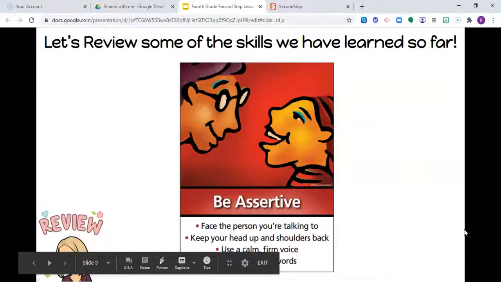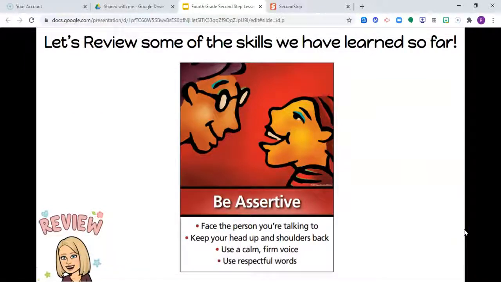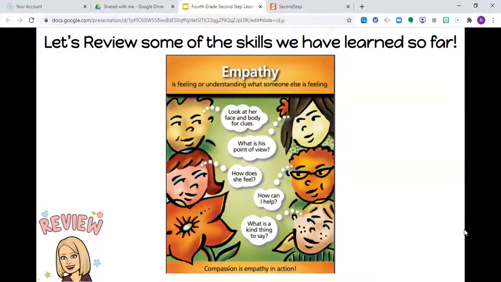Now, let's review some of the skills we've learned so far. Being assertive means that you face the person you're talking to, keep your head up and shoulders back, use a calm, firm voice, and also use respectful words. Let's review some of the skills we've learned all together.